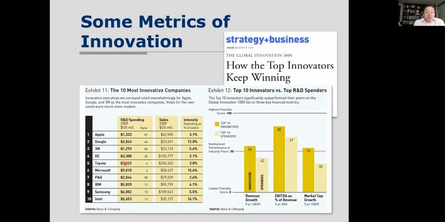We measured innovation in the Boost study, for example, by a qualitative approach, by interviewing executives and asking for their opinion, both in general as well as specific aspects of innovation.